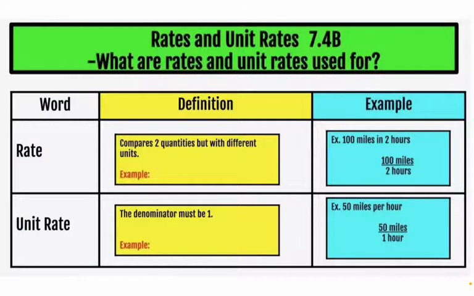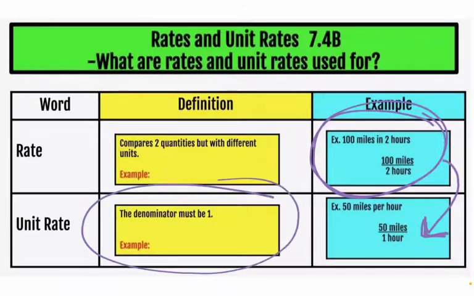Rate, of course, is when you compare 2 quantities, but they're with different units. So the example is always super important. 100 miles in 2 hours. Miles and hours are 2 different types of units, so we're comparing them, how far someone travels in an amount of time. That is a rate. The unit rate is when you figure out per one unit, the denominator must be 1. So when we figure out per 1 in the denominator spot, we figured out the unit rate. Still has that rate word in there, but it's the unit per 1, okay?